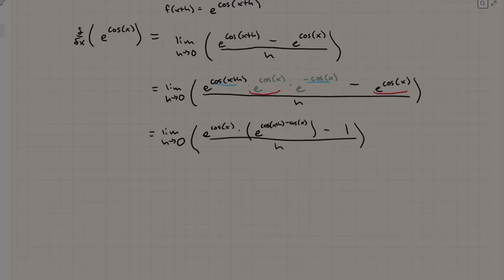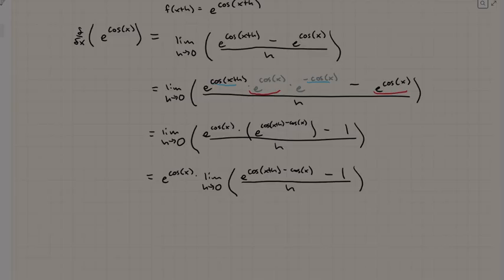Since we factored it out of everything, we can now actually bring it all the way out. And that's now multiplied by the limit of h going to 0 of e to the cosine x plus h minus cosine x, minus 1, over h.